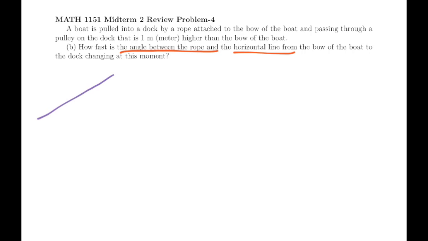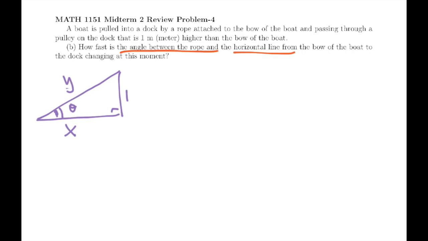So remember, we have a right triangle like this, and we assume this hypotenuse is y, and this side is x. And remember, this side is 1. Okay, so the angle between the rope and the horizontal line is this angle here, and I'm going to let this angle be theta.